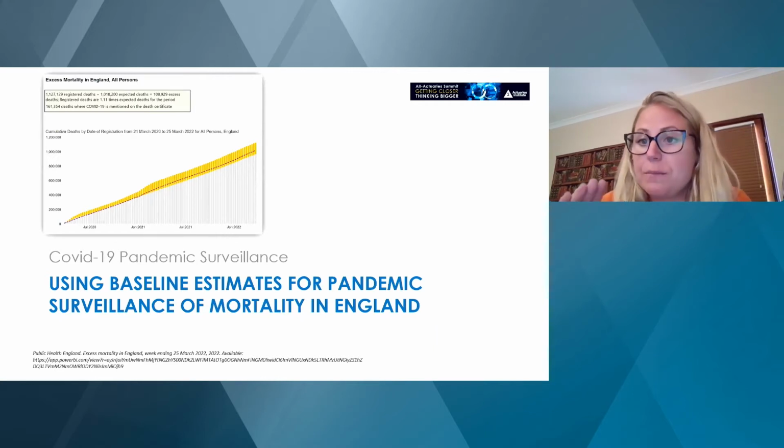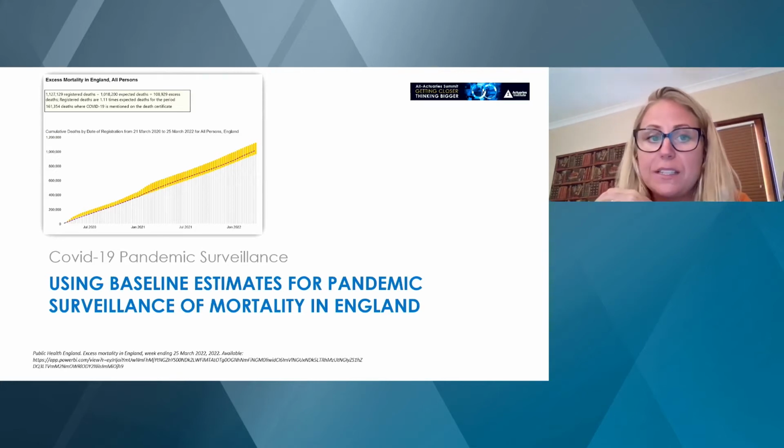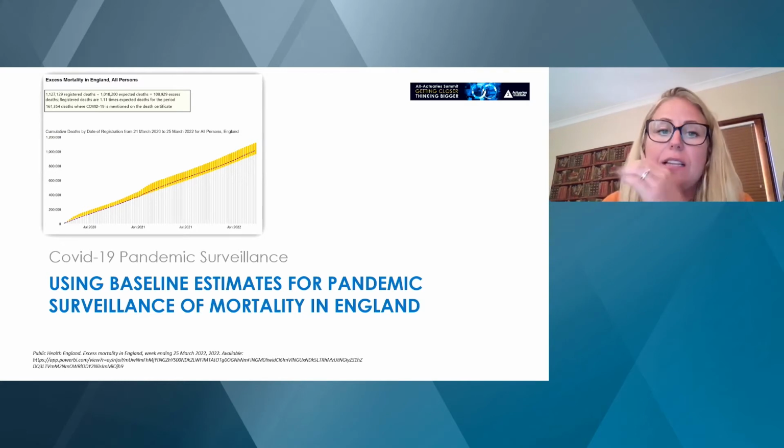So generally, in terms of surveillance of the overall impact, often people look at the cumulative impact of the pandemic, and this is one of the published estimates of the cumulative impact of the COVID-19 pandemic in England. We see about 108 excess deaths over and above what we would have expected. And the chart there shows that over time.